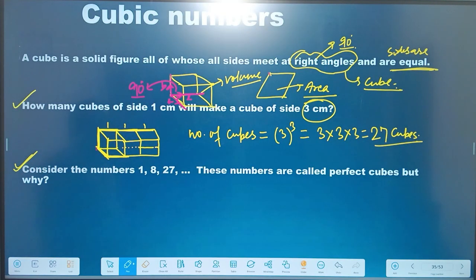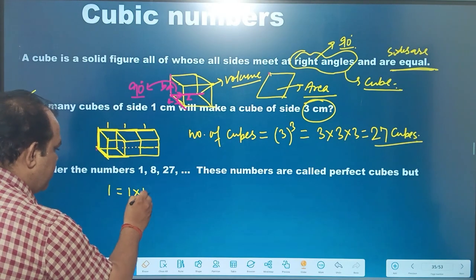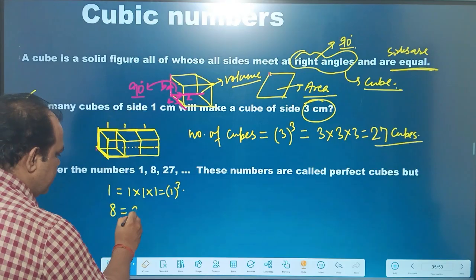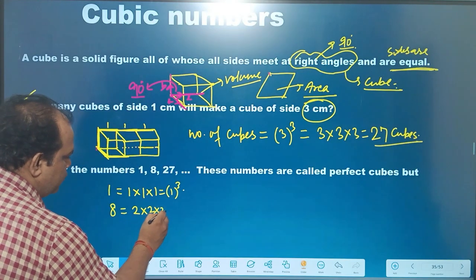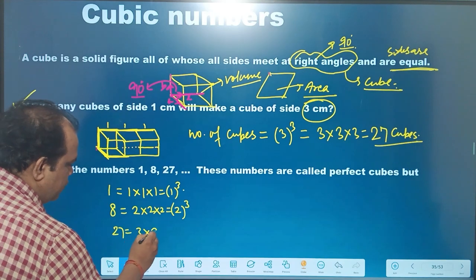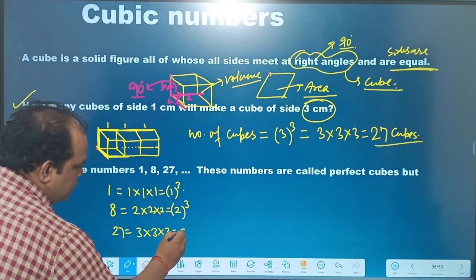Consider the numbers 1, 8, 27. These numbers are called perfect cubes, but why? We have seen 1 into 1 into 1, which is 1 cube. 8 can be written as 2 into 2 into 2, 2 cube. 27 can be written as 3 into 3 into 3. This is 3 cube.